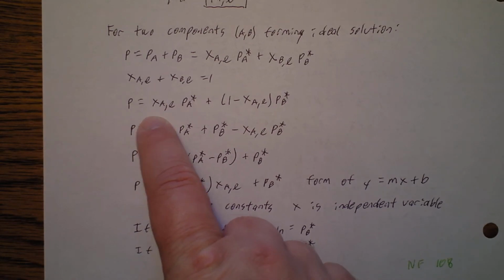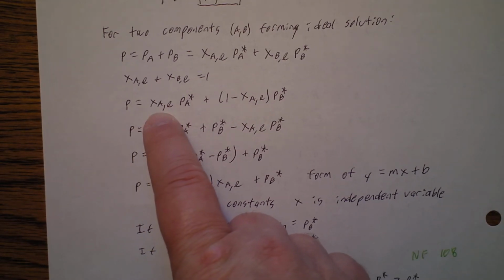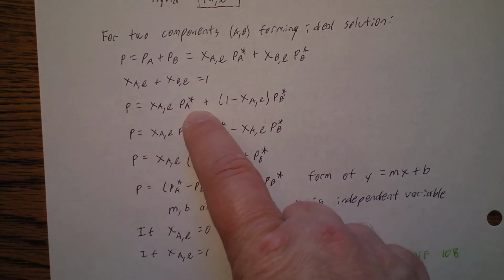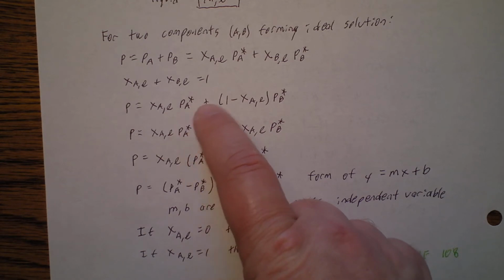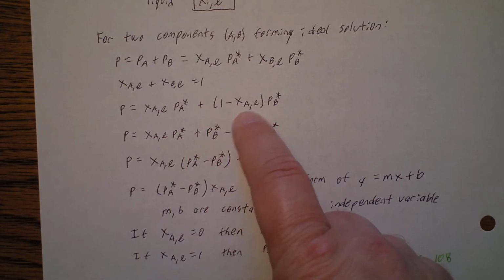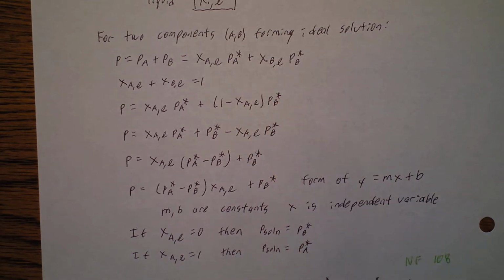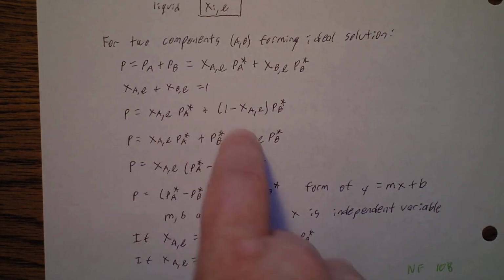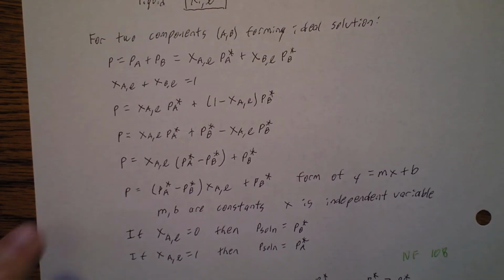So pressure is equal to the mole fraction of A in the liquid phase times the partial pressure of A when it was before mixed plus 1 minus the mole fraction of A in the liquid phase times the partial pressure of B unmixed. We use this to substitute in there.